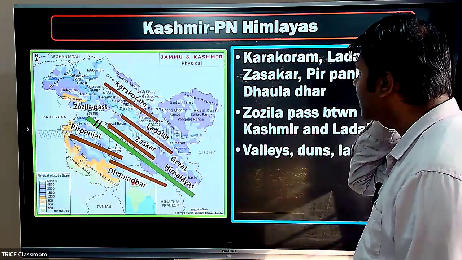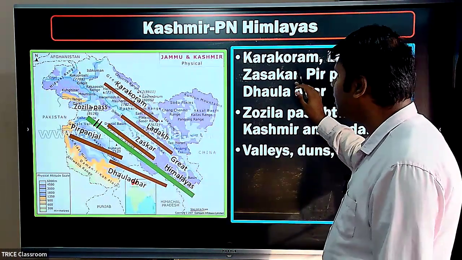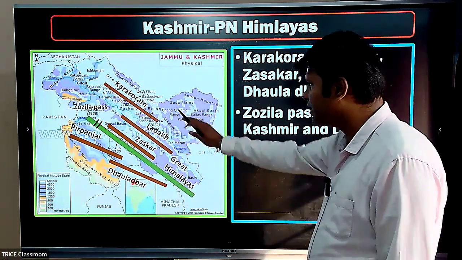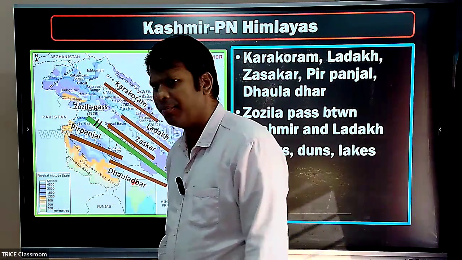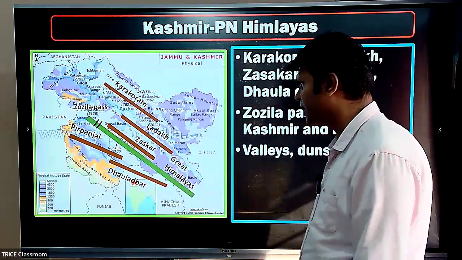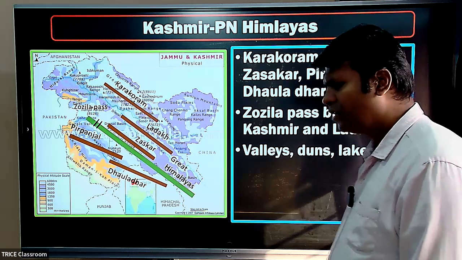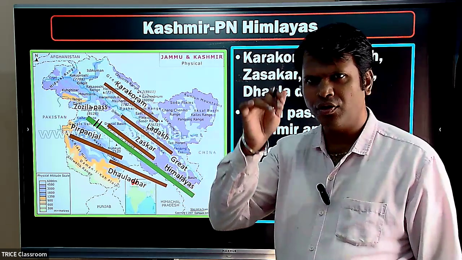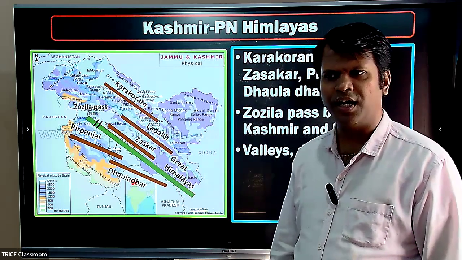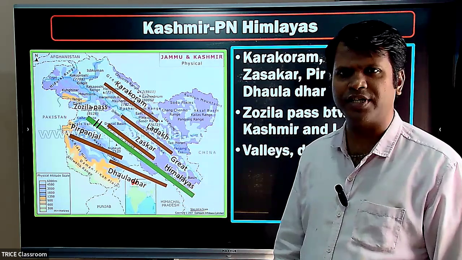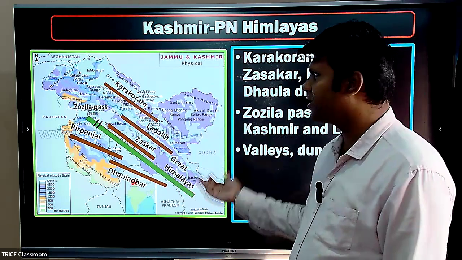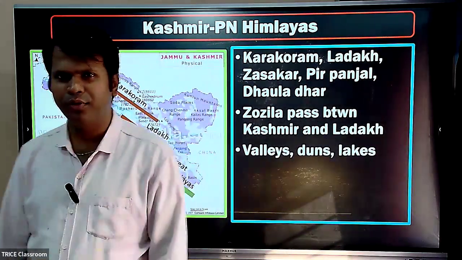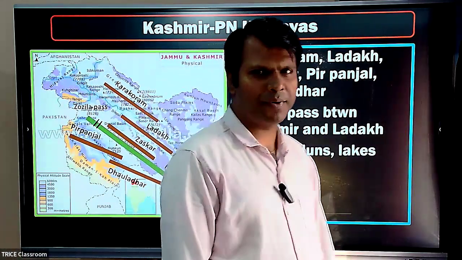So let us look at the Kashmir, Punjab Himalayas. Important ranges here: Karakoram, Ladakh, Zaskar, Pir Panjal, Dhauladar range. You can see the location. Please do look at the maps as and when I am showing them on the slides. It is very, very essential. In competitive exams, a simple kind of question can be asked. They will give you 4 or 5 mountains and ask you to arrange them in ascending to descending order, and you will choose the most appropriate answer.